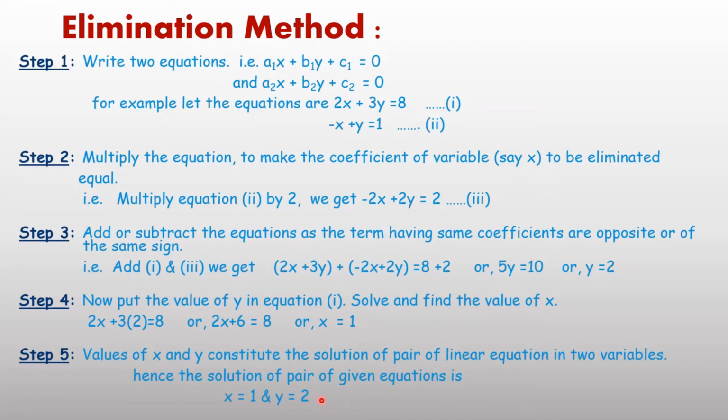Second method, just again revision. First write the equations, then decide the variable which you want to eliminate, make the coefficient equal, then if sign is same, then subtract, opposite sign, then add. Since signs are opposite, add them, and then find the value of x. By substitution, find the value of y and complete the solution.